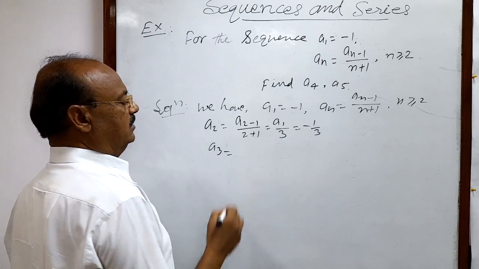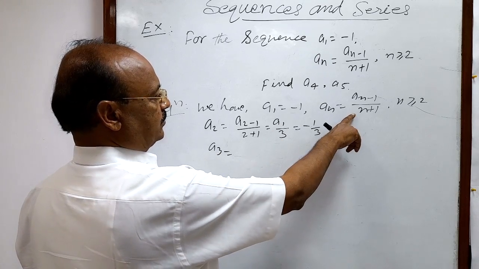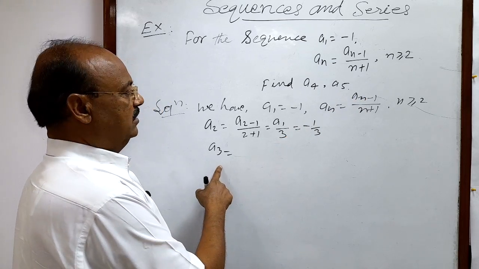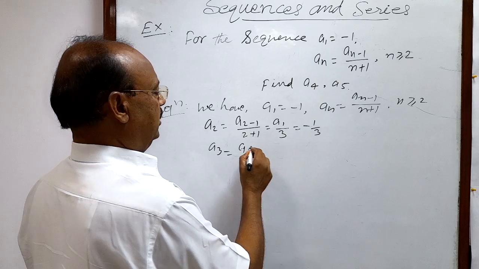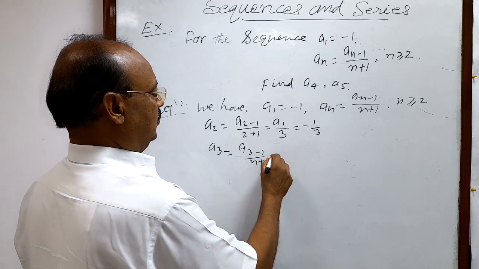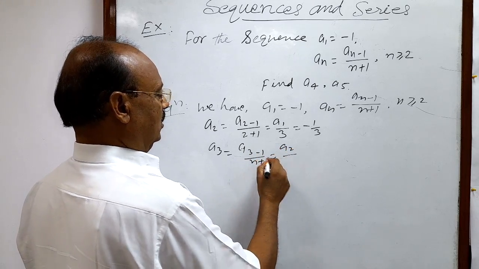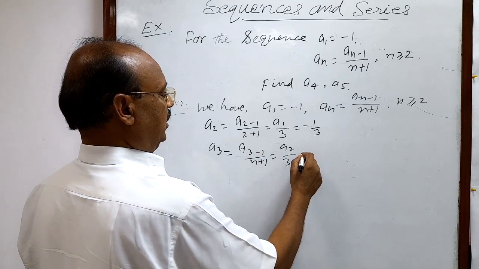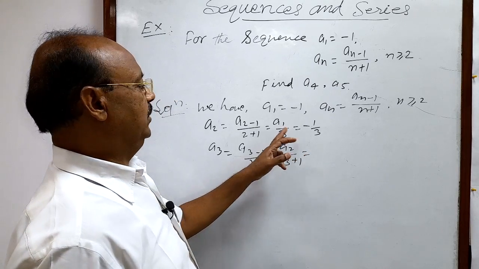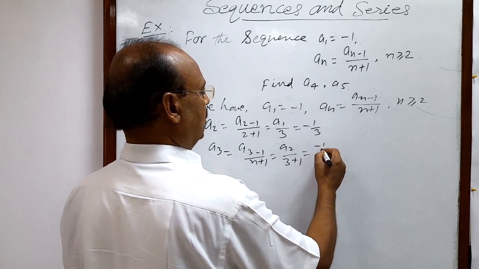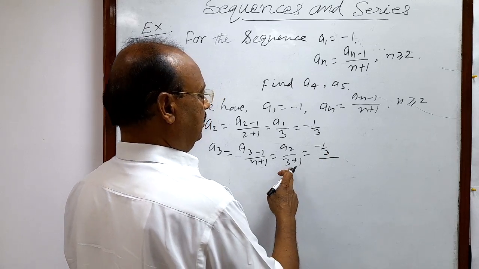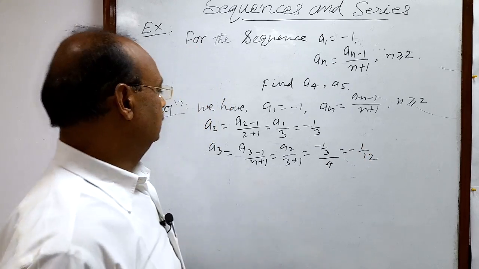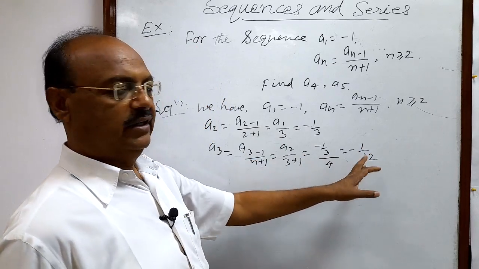Similarly, we can get a3 also with the help of this expression. The general term is an = a(n-1)/(n+1). So a3 is equal to a(3-1) upon n+1, that is a2 divided by how much? n is 3, so 3+1, and a2 is -1/3, and this is 4. So this is equal to -1/12. So these are the values of a2 and a3 respectively.